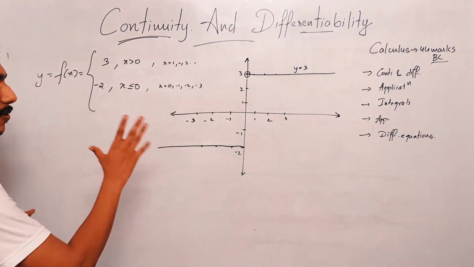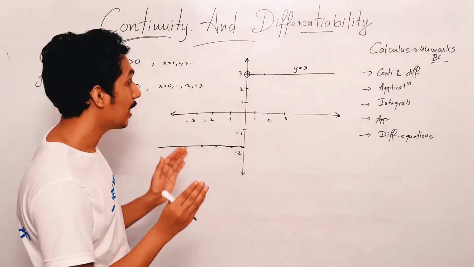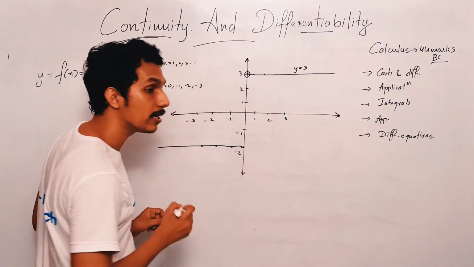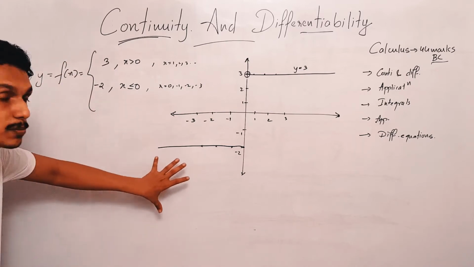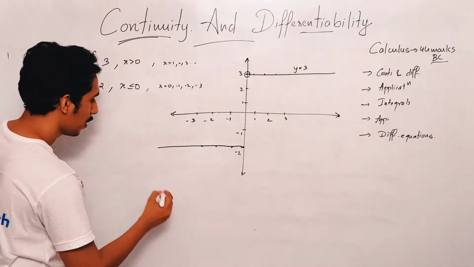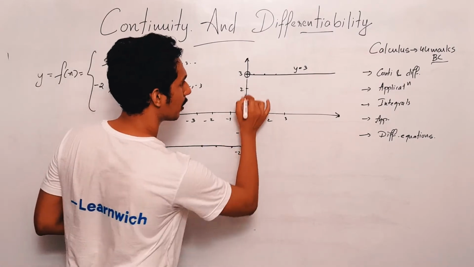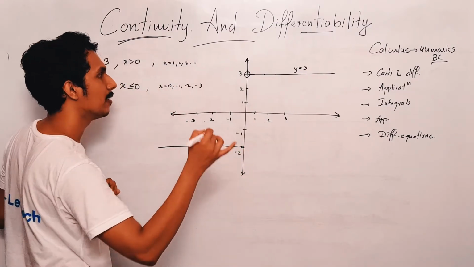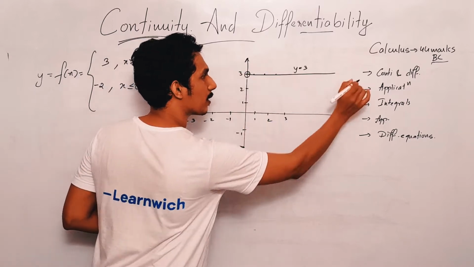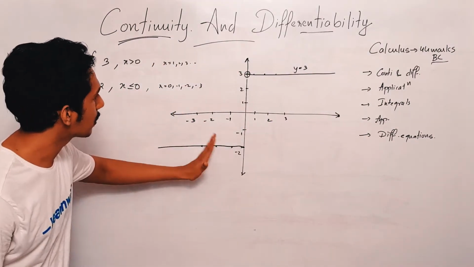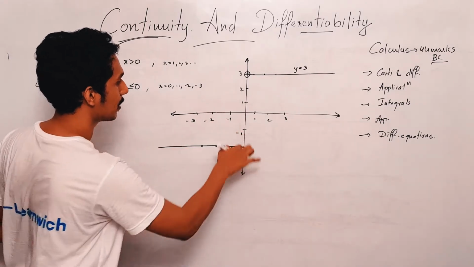Now looking at this graph, can you please tell me if this graph can be drawn without lifting your hand from the plane of this board? Is it possible? Look at this. If you want to draw the graph, it will stop here. And if you want to continue with the graph, then you have to lift your hand, come back to the board, and then draw the rest of the graph. Understood? So you see it has lost its continuity. At which point? At x is equal to 0.